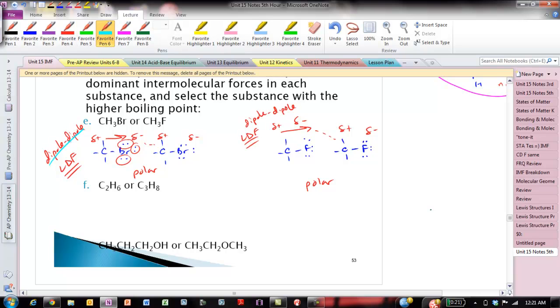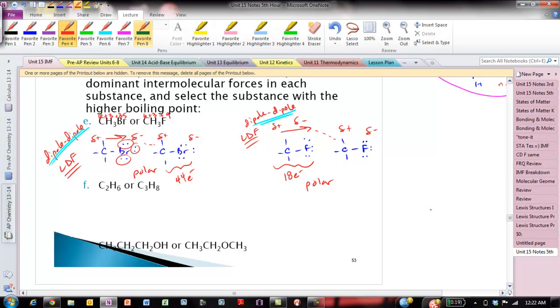So then we have to ask ourselves, okay, is there any difference in these dipole-dipoles? No, they're both polar. And yes, I realize that the F will be a little bit more polar than the Br. That is a good thing to take into account. But we also have to compare their LDFs. And so if we look at CH3Br, carbon has 6, hydrogen brings 3 total, and bromine has 35. Over here, carbon has 6, hydrogen brings 3 total, fluorine has 9. So CH3Br, each one of these blobs has 44 electrons, and each one of these blobs has 18 electrons.